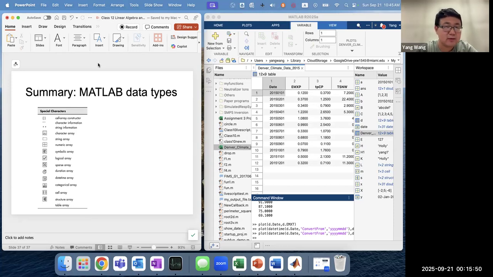Okay, so I would say that's it for this class. We talked about how we can use MATLAB to solve sets of linear equations in the beginning, and then we talked about these different data types, which can be helpful for us to create our own database, or analyze databases from other sources, and then make our own data analysis.